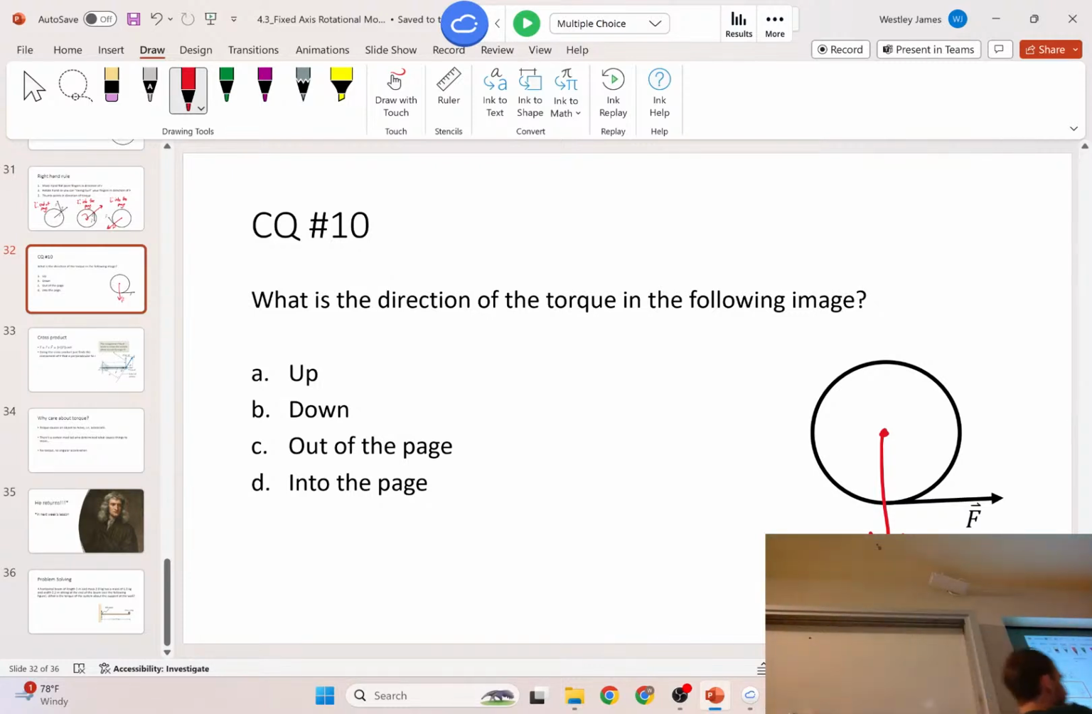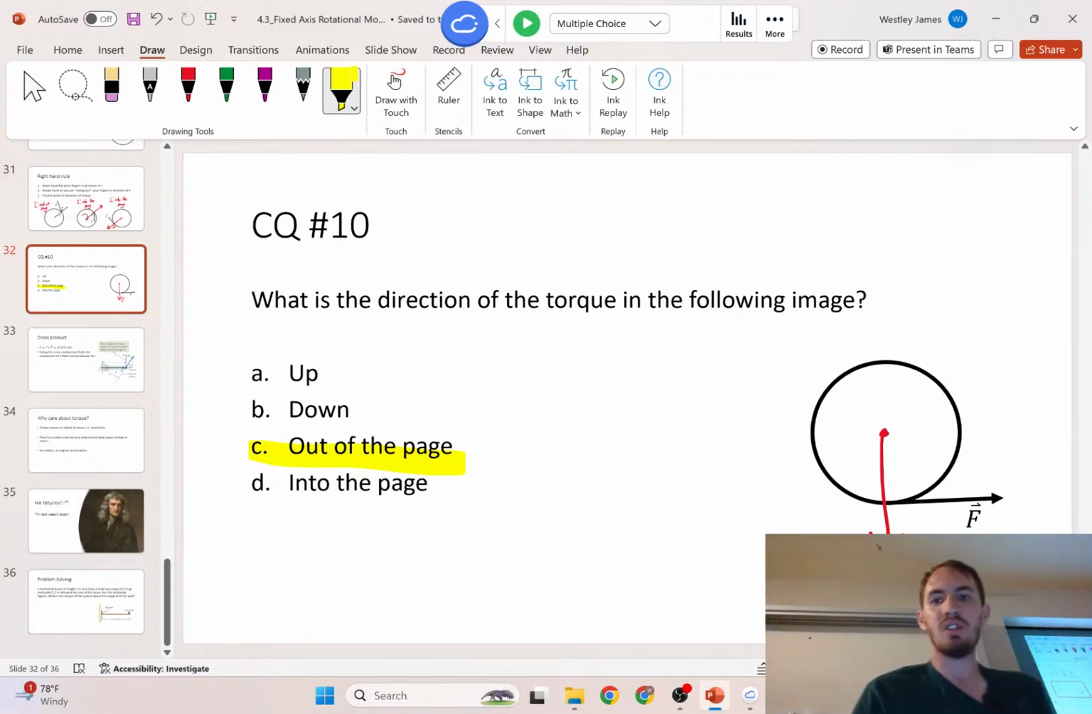All right, so it's down there. R is down. The 4 is you swing it and you get out of the page. So this one's really awkward to do, but thumbs are down, swing it, thumbs out of the page. Get a good stretch in there.